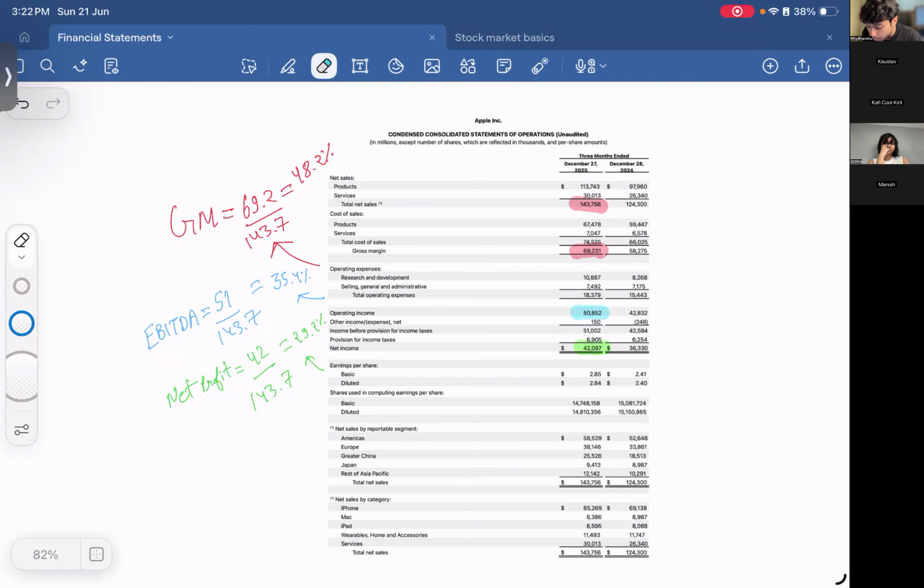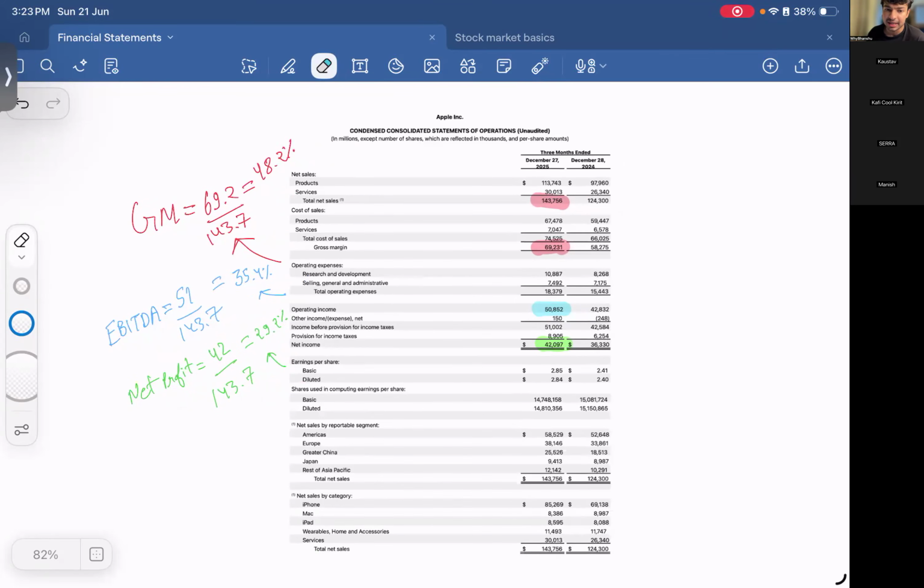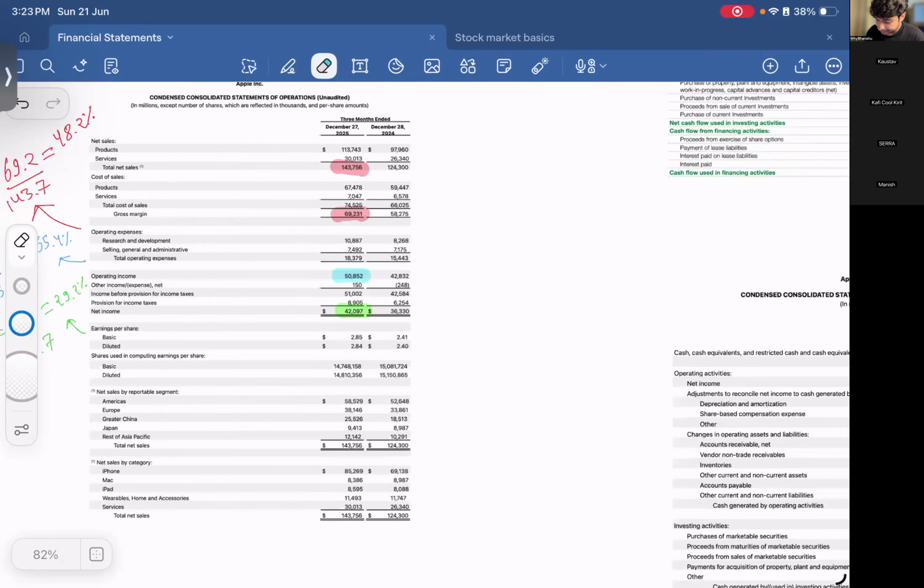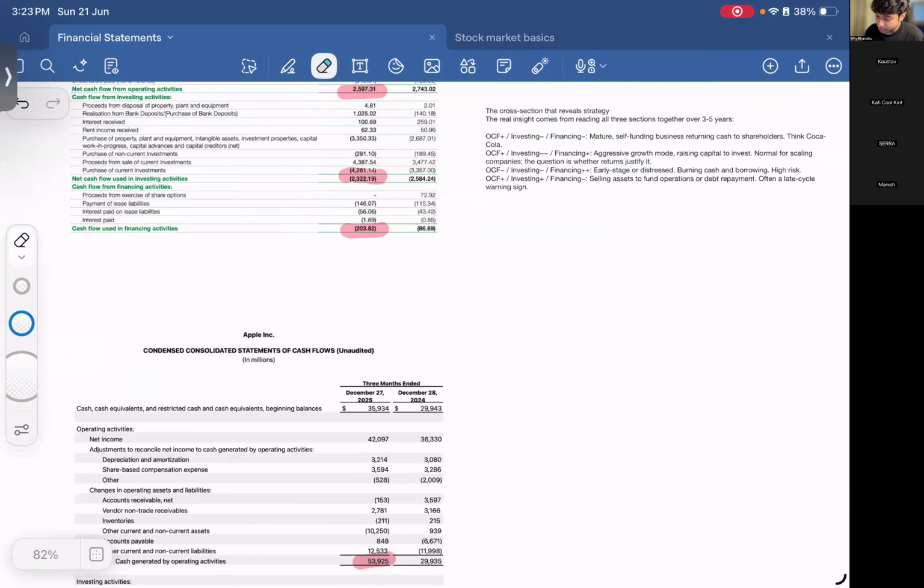Now, 50% gross, and Apple is famous for booking and getting all of the profits for themselves. So 50% gross margin, then you have EBITDA, which is around 35.4%. Then you have net profit, which is around 29.2% or around 30%. 30% net profit. That's insane. No wonder at one point in time they were the most valued company in the world. This is amazing, honestly. Okay, that's that. Let's come to the final bit.